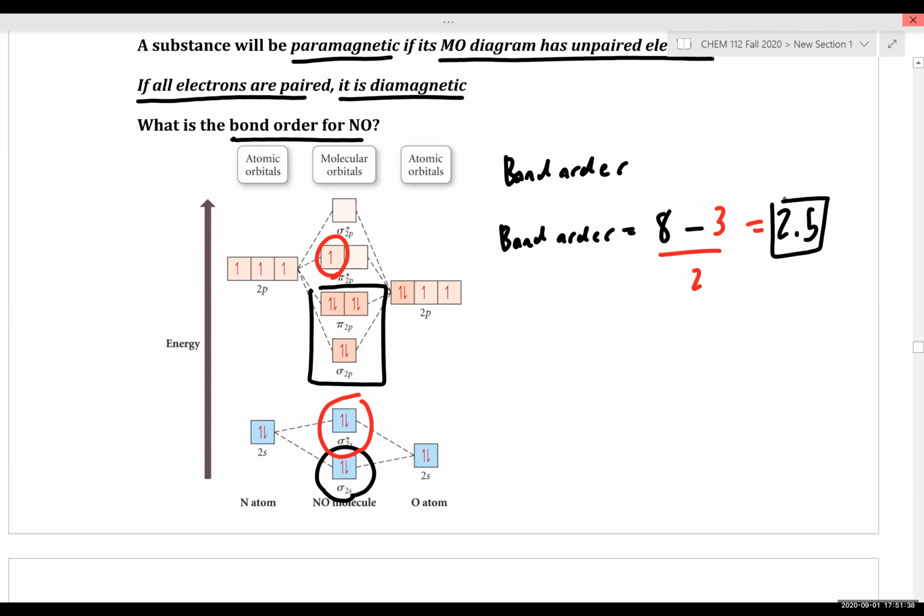So what does this tell us practically? Well, it gives us a sense that the bond order for this nitrogen-oxygen bond is not quite a double bond and it's not quite a triple bond. It's intermediate between a double and triple bond.